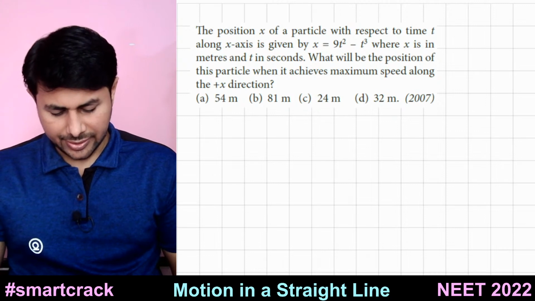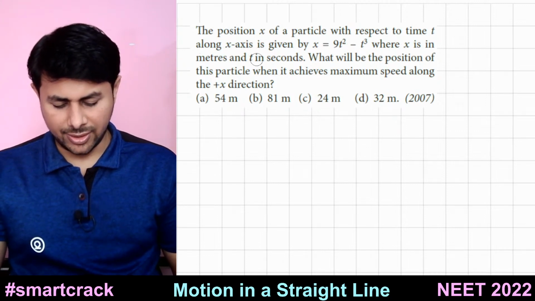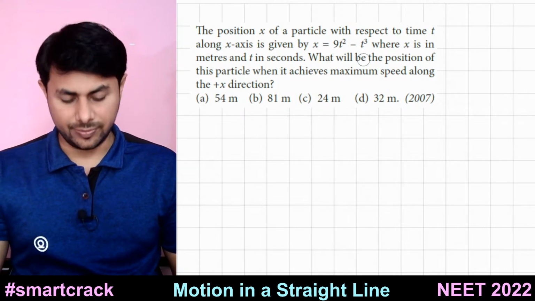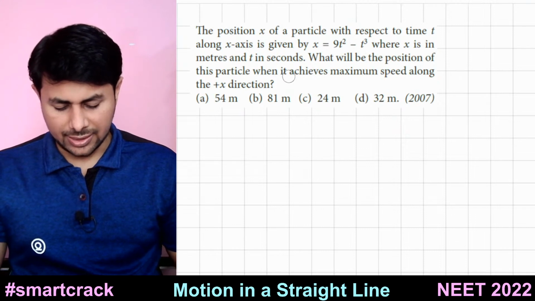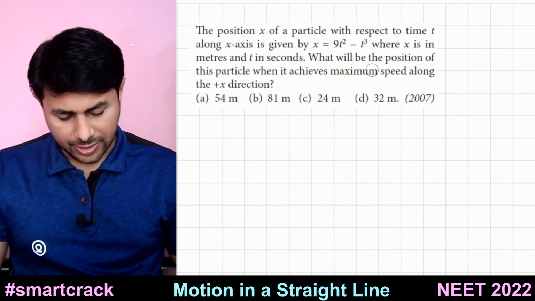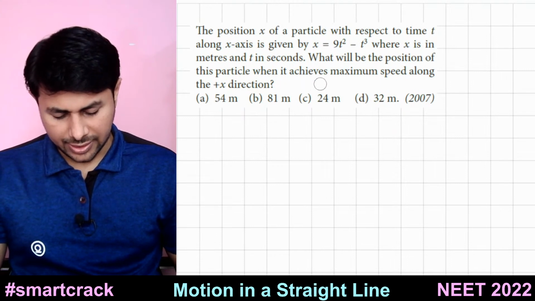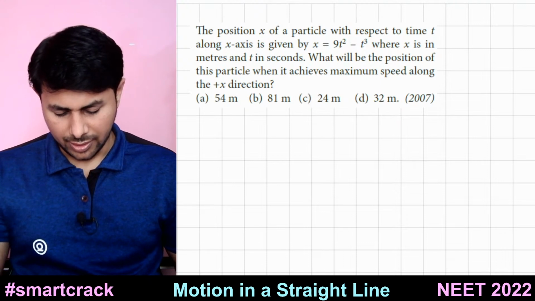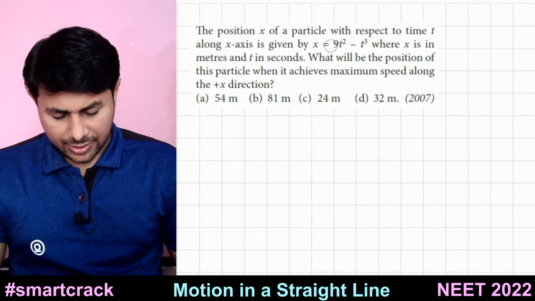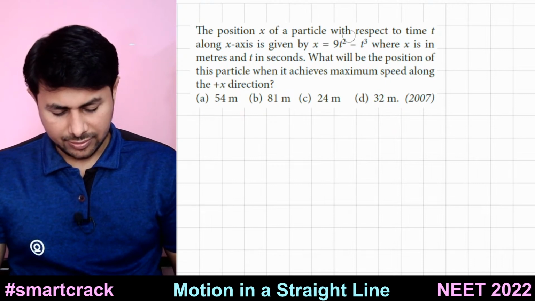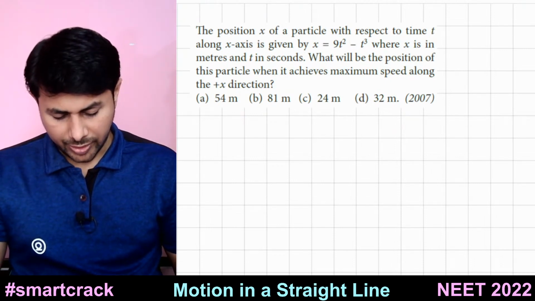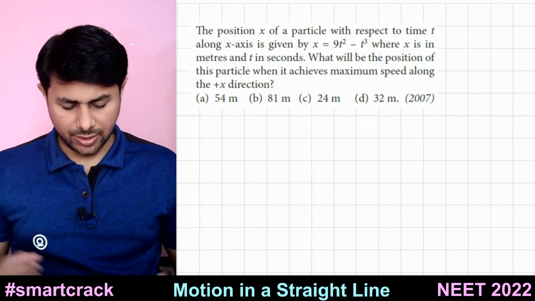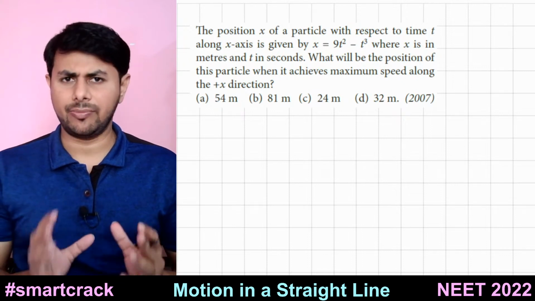The position x of a particle with respect to time t along the x-axis is given by x is equal to 9t square minus t cube, where x is in meters and t in seconds. What will be the position of this particle when it achieves maximum speed along the x direction? Okay, the position of the particle with respect to time is given by this thing. Then what will be the position of the particle when it achieves the maximum speed? So this is a problem on maxima and minima.